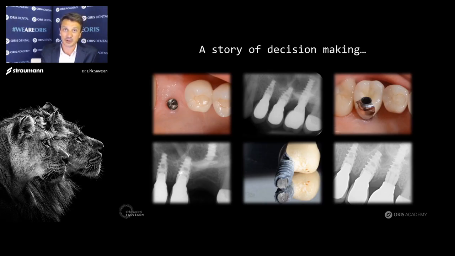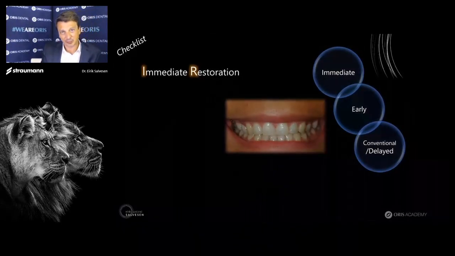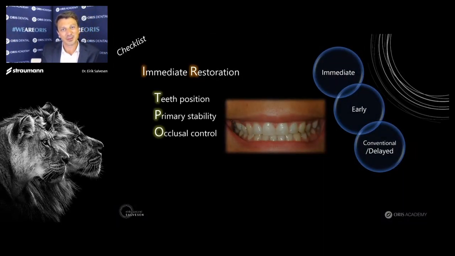The learning from this one is, do not choose the palatal alveolus in the upper jaw when you place an implant. Immediate restorations is another topic. It's not that big on the posterior restorations, but you need to check the same things, even though it's anterior or posterior. So it's a tooth position.